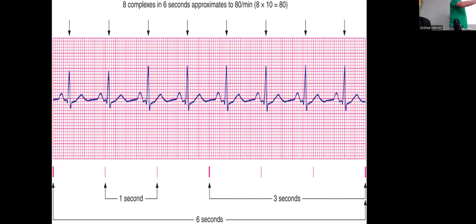Also, most of your EKGs, look on them right there if you've got one in front of you, have these bold lines. This represents 1 second. The bold line represents 3 seconds. The bold line, if you have 2 of them, means 6 seconds. So how, therefore, do I calculate a heart rate based on 6 seconds of data?